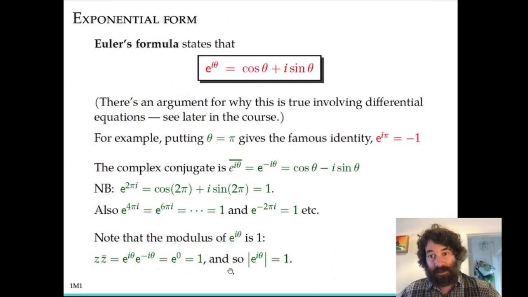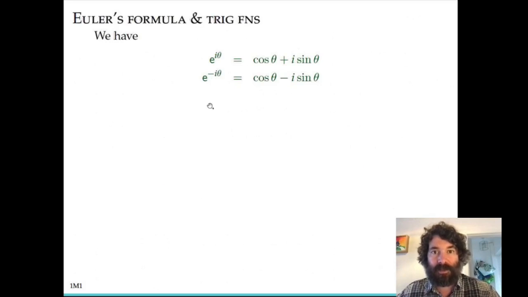And so these complex exponentials, e to the i theta, have modulus 1. So really what we're getting is the set of all complex numbers that are distance 1 from the origin when we use this form e to the i theta. Theta is then the angle between the positive real axis and the complex number. That's the argument in the polar form.